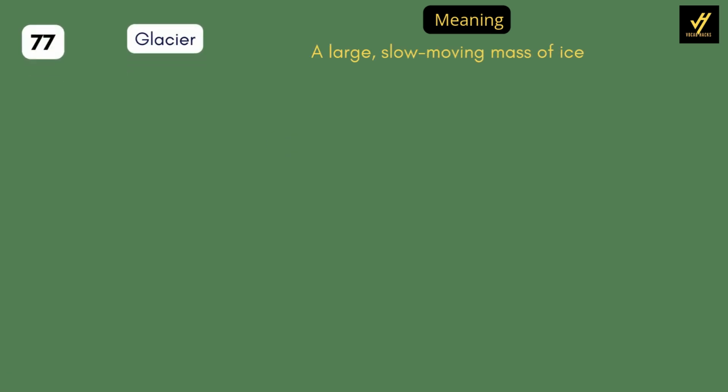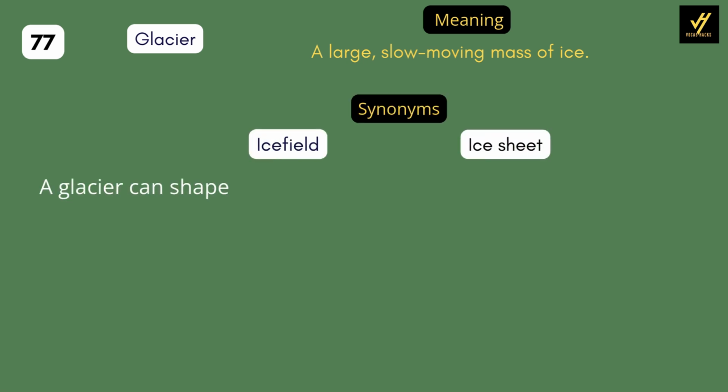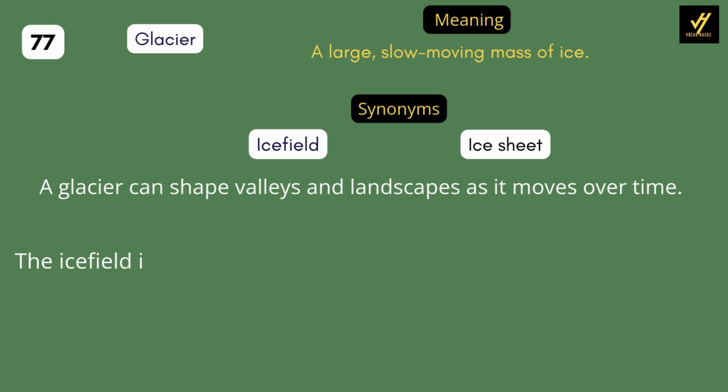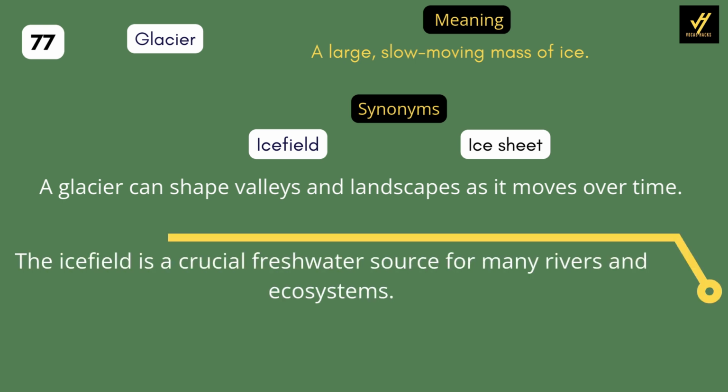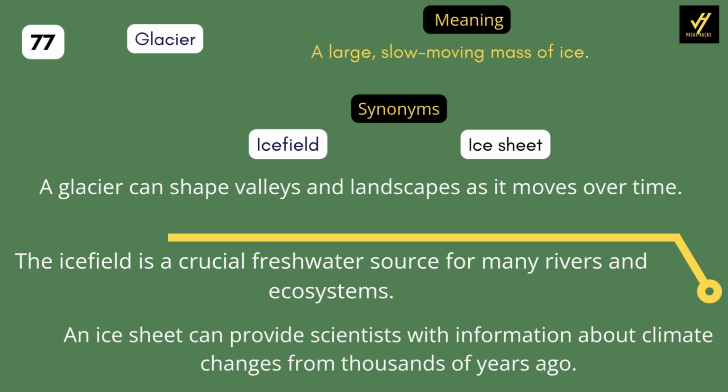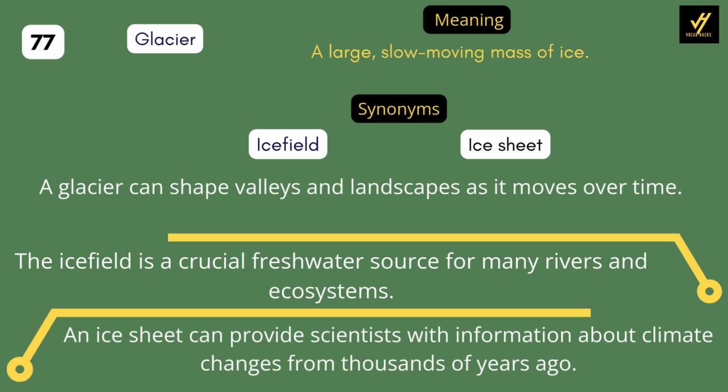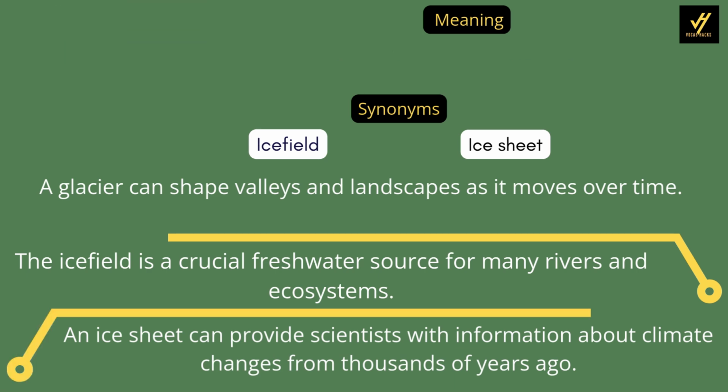Glacier, a large, slow-moving mass of ice. Icefield, ice sheet. A glacier can shape valleys and landscapes as it moves over time. The icefield is a crucial freshwater source for many rivers and ecosystems. An ice sheet can provide scientists with information about climate changes from thousands of years ago.